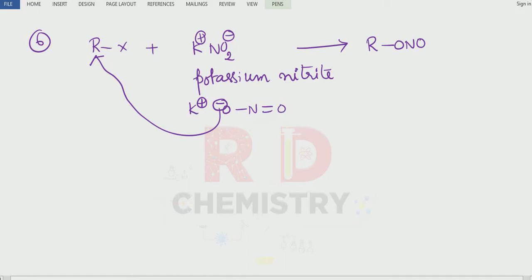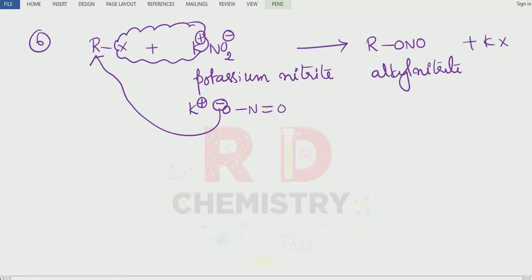So we get an alkyl nitrite compound. And the side product expected is, as usual, potassium halide. Remember, potassium nitrite is an ionic compound here. It is ionic in nature. That's why you get alkyl nitrite. Now let me take silver nitrite.